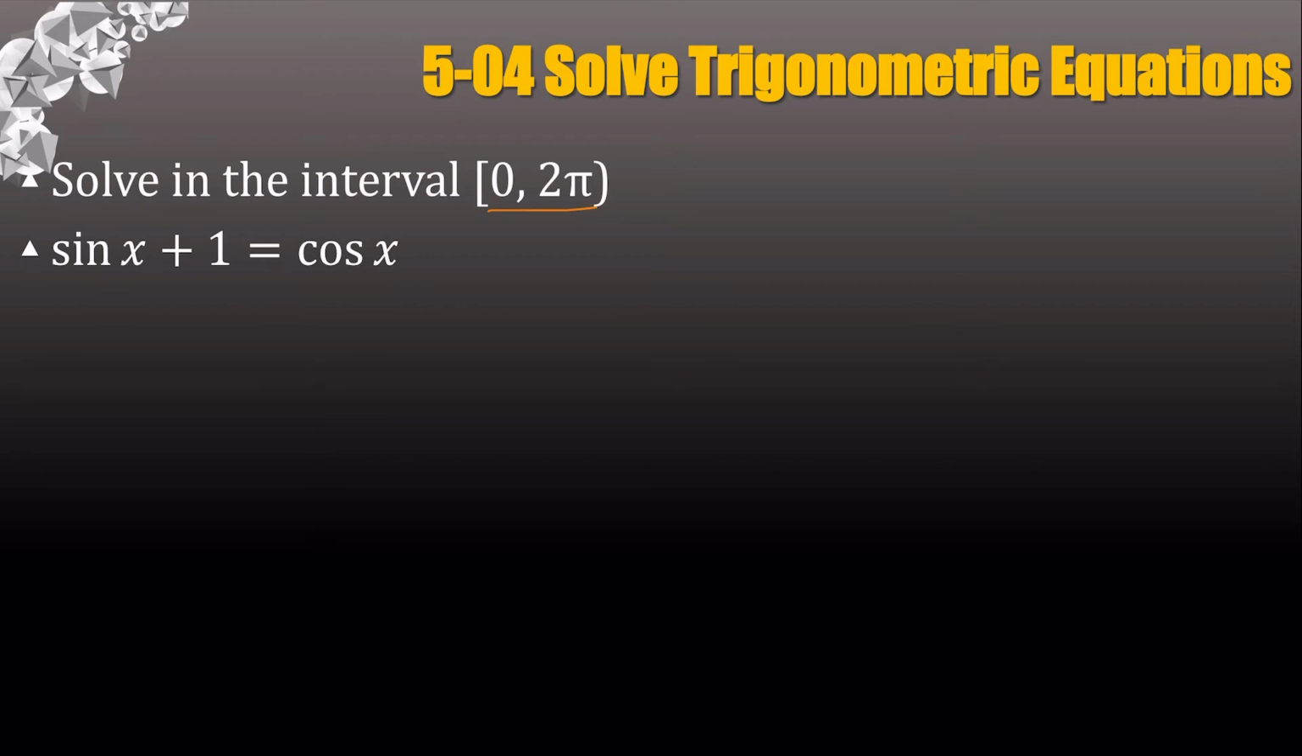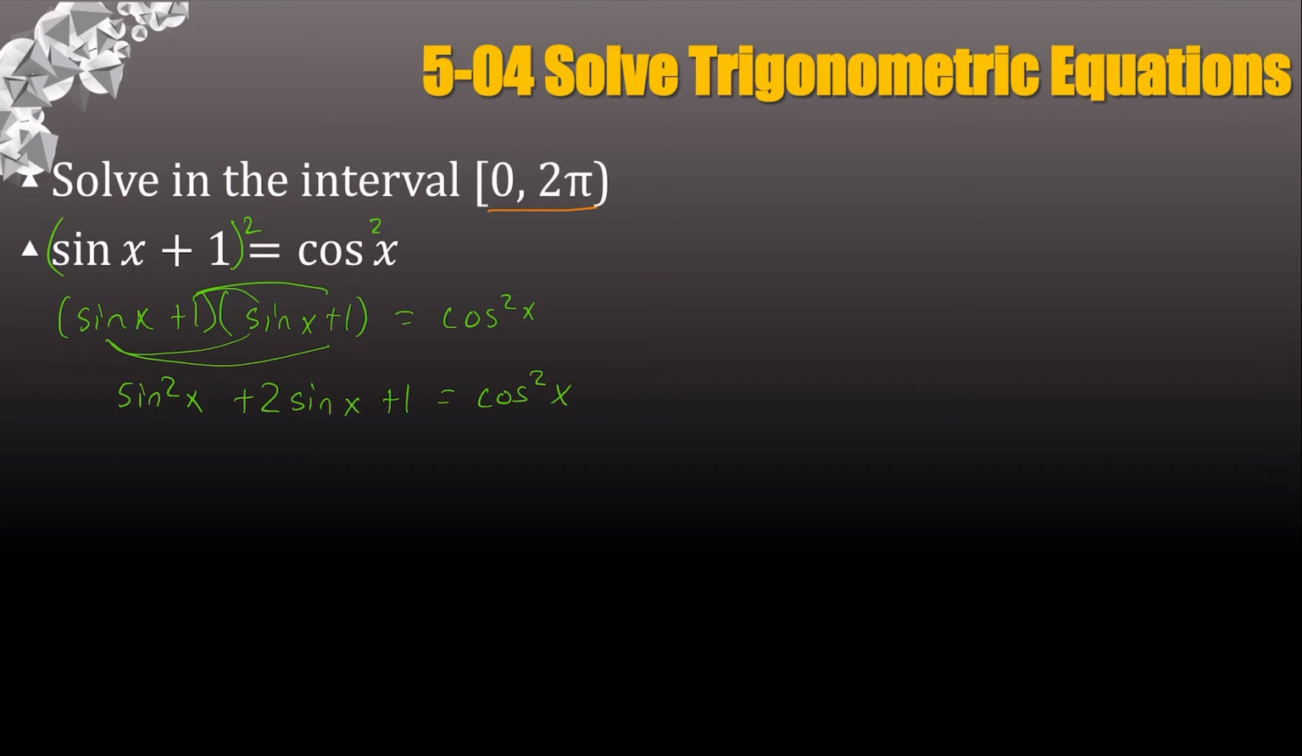What could we do? I know a sine squared and a cosine squared. Well, why don't we just square both sides? If I square sine plus 1, that would be sine x plus 1 times sine x plus 1. So that would be sine squared x, that'd be sine x and sine x, and 1. Well, now we have both sine and cosine, but I know that sine squared plus cosine squared equals 1. Therefore, cosine squared would be 1 minus sine squared. So I can replace that cosine squared with 1 minus sine squared.